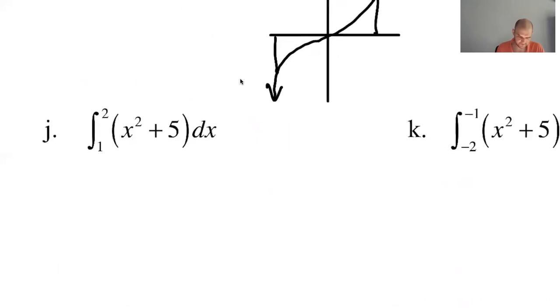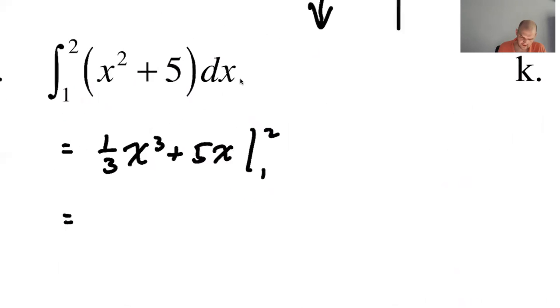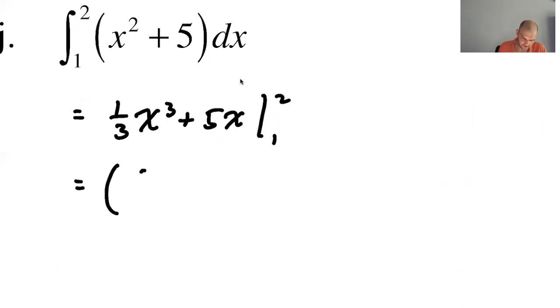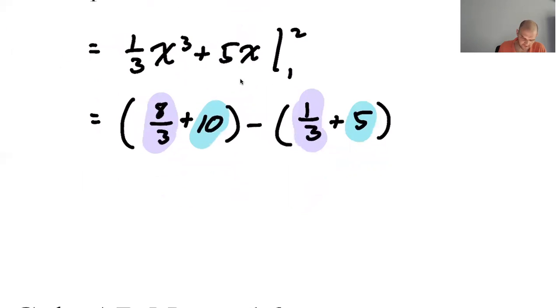All right, let's see. This one I think you have to do. It's weird to run into a problem where you just do it, which sounds like a weird statement, but I think it's actually not. Plugging in 2, we get 8/3 plus 10, minus, plugging in 1, 1/3 plus 5. We look at each pair of terms and then combine those answers. First, 8/3 minus 1/3 is 7/3, and then 10 minus 5 is 5.